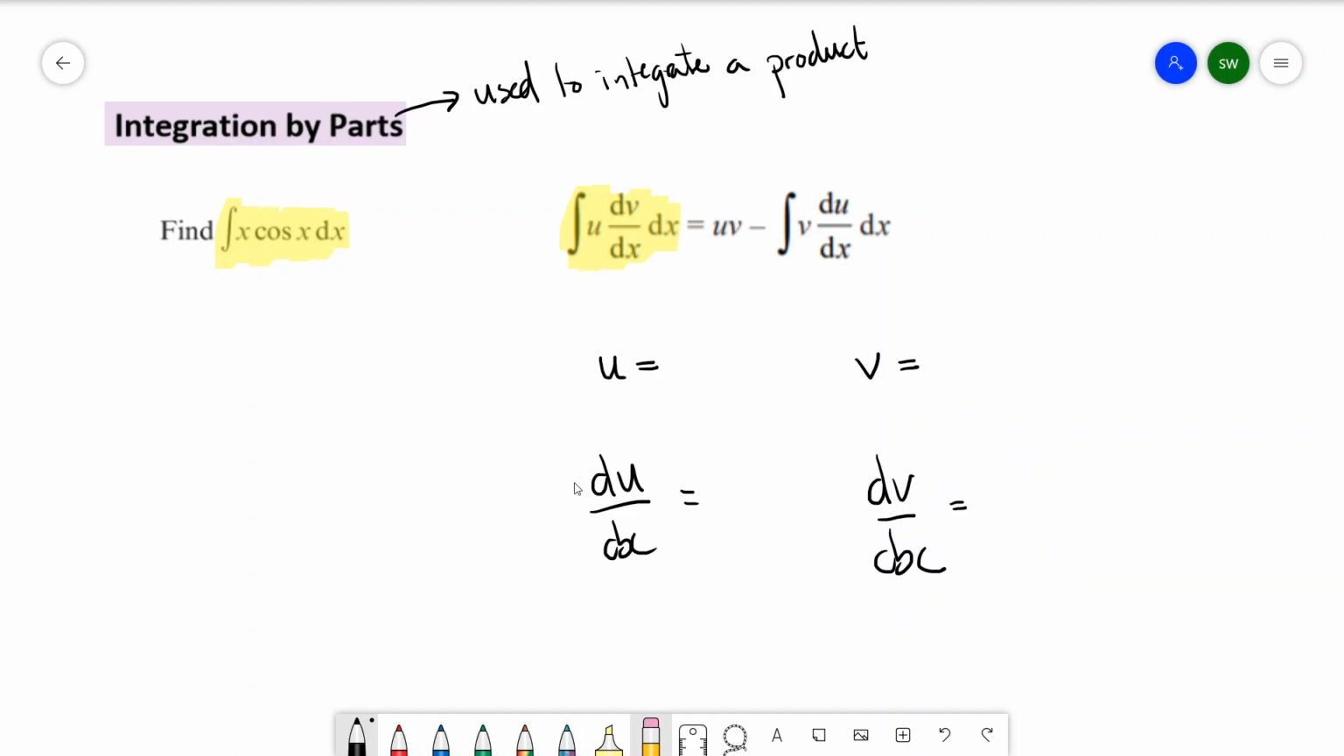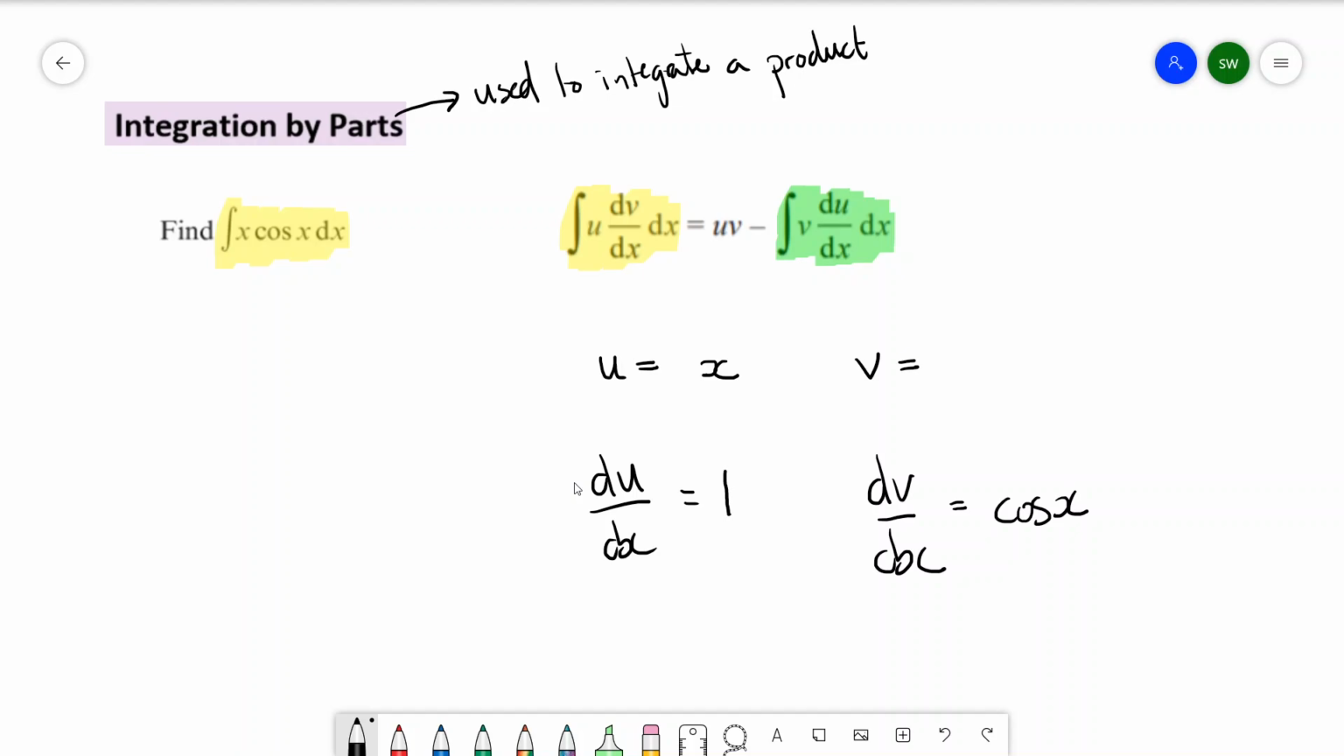The key to realising which way around they need to go is that in order for this formula to help us, we need to be able to integrate this term here: v times du by dx. So we're going to choose u such that when we differentiate u, we get something simpler, which is easier to integrate. Of our options, x or cos x, when we differentiate x, it's going to get simpler. So if we put x there and cos x there, we should be able to integrate v times du by dx, because du by dx in this case is going to be 1.